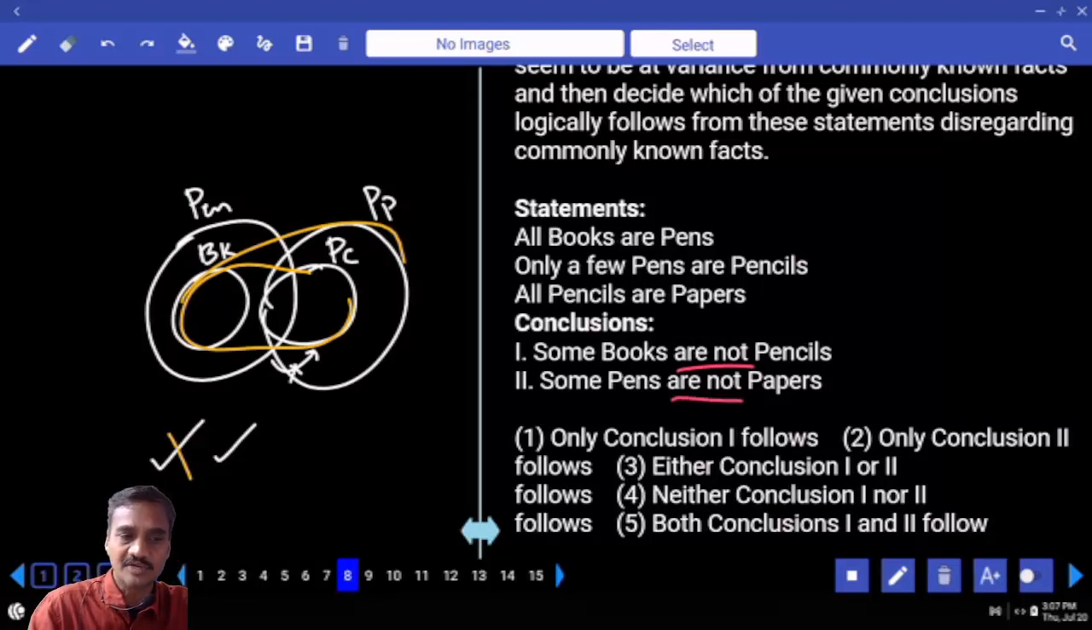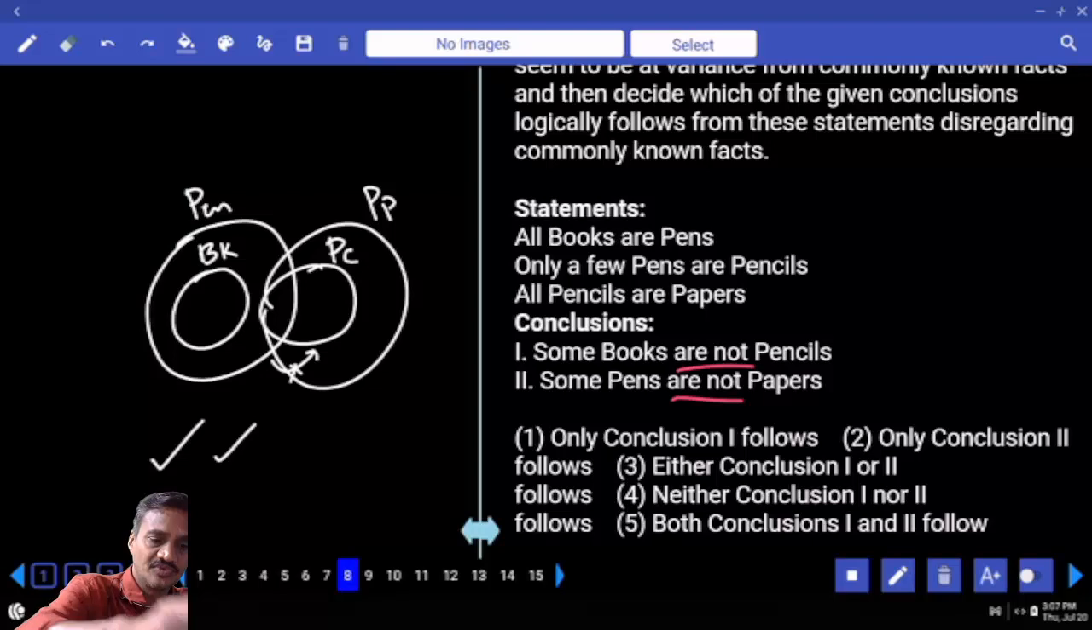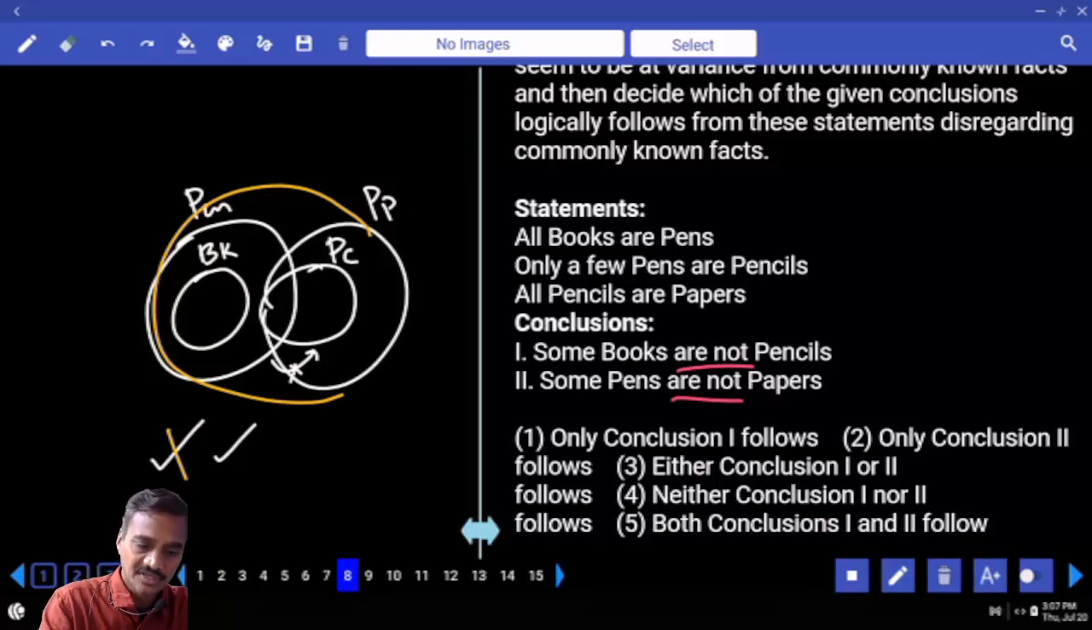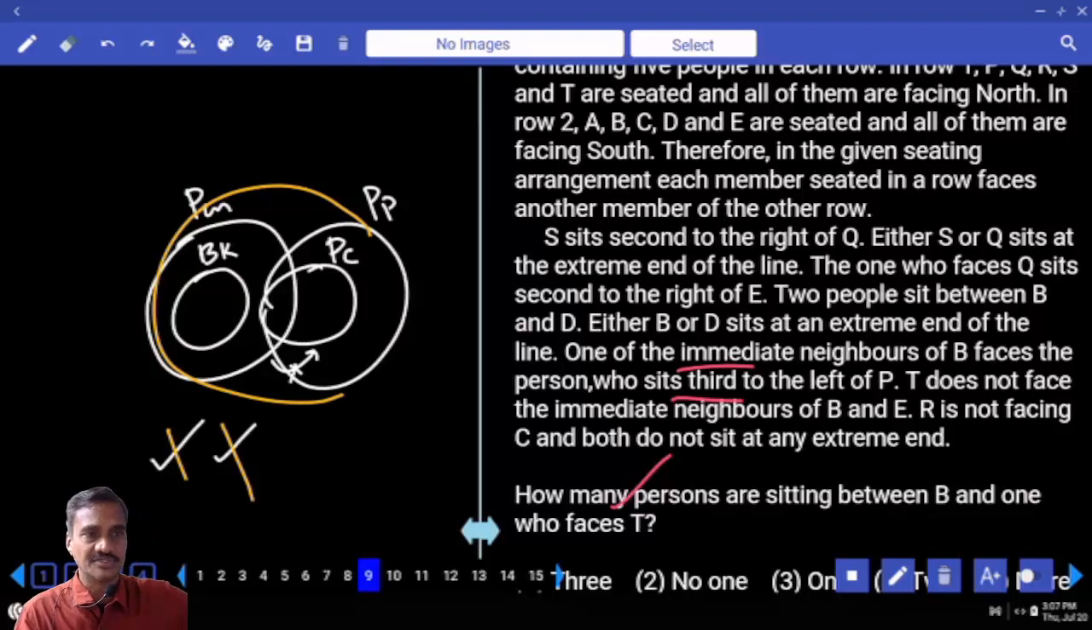Some pens are not papers. Now to make this one false, I need to prove all pens are papers. Is it possible to write pen like this or not? Isn't it? Hence the alternate diagram to the previous conclusion is false, neither one nor two, the choice for question number 8.